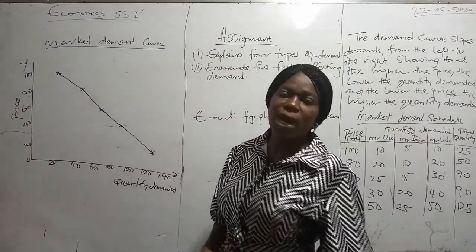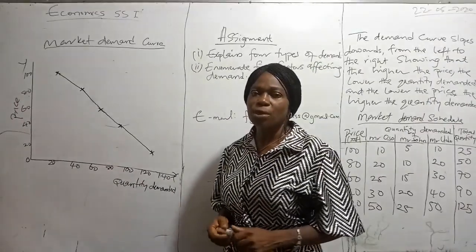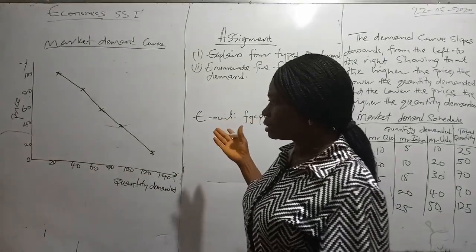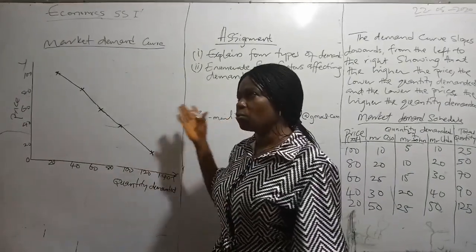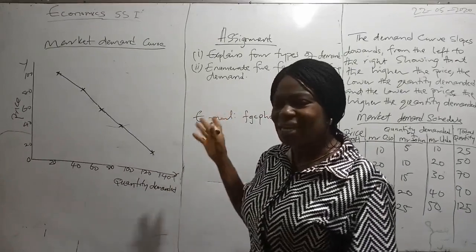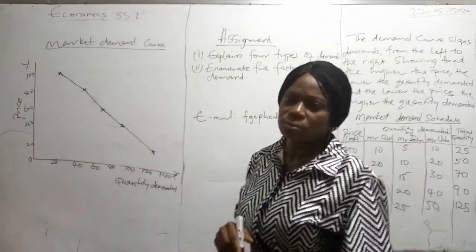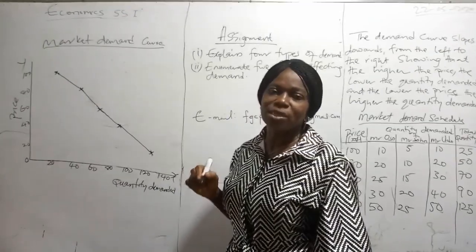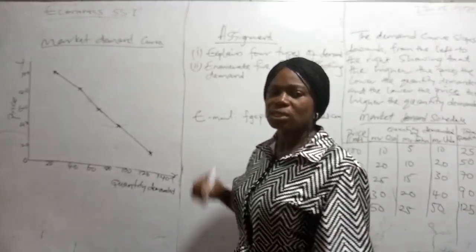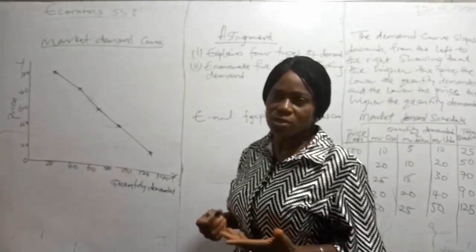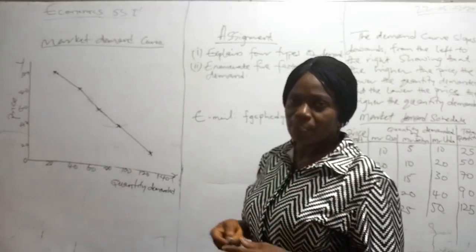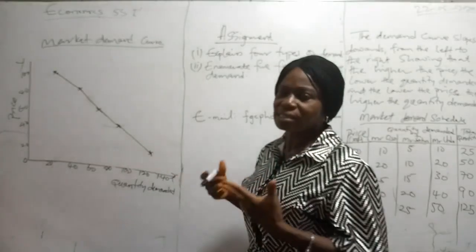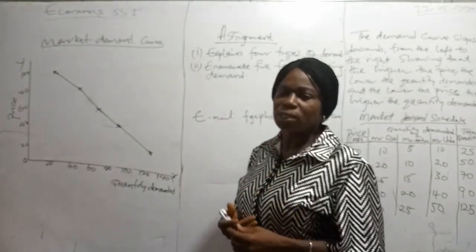So we've been able to look at demand today, the theory of demand. We've been able to look at the definition of demand, the quantity of goods and services that a consumer is willing and able to buy at a particular price and at a particular time. And we've told you that demand is different from want. Want is mere desire for that commodity, but demand is when your desire is backed up with the ability to pay.